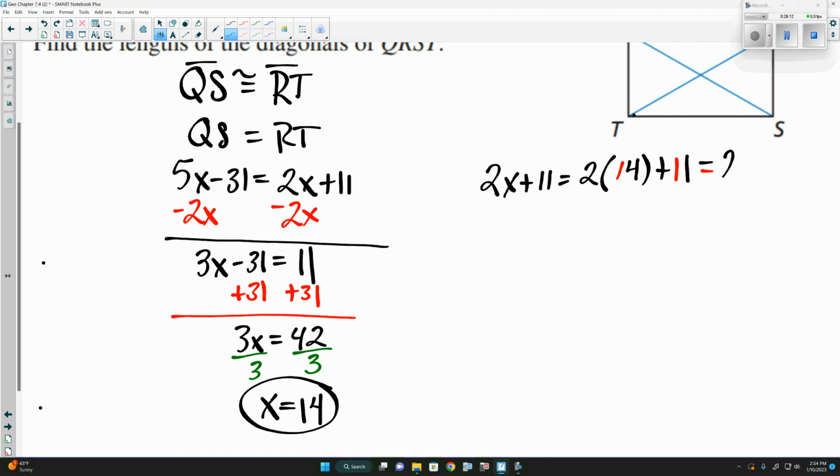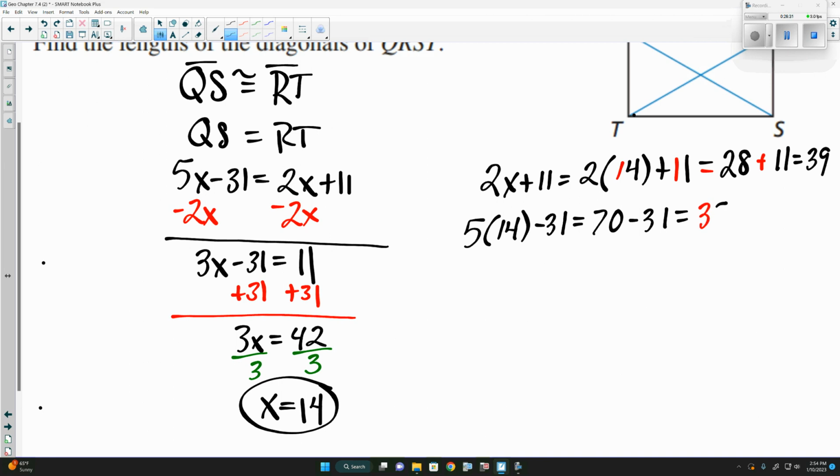2 times 14 is 39. Well, if we use the other formula, 5 times 14 minus 31. 5 times 14 is... Because the diagonals are congruent, they're the same. So no matter which one we plug it back into, we should get the same value.